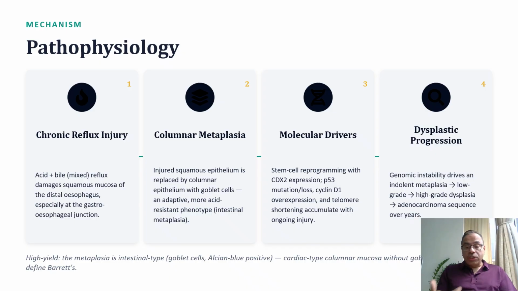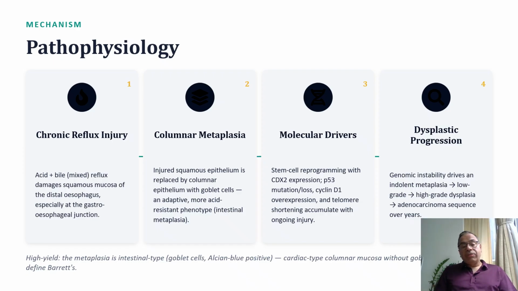Now, going into more detail about pathophysiology, there is chronic reflux injury because of gastroesophageal reflux disease of acid as well as bile. Generally, it is a mixed reflux. It damages the squamous mucosa of the distal esophagus, especially near the gastroesophageal junction. Over a period of time, as a protective mechanism, this injured squamous epithelium gets replaced by a columnar epithelium with goblet cells, which is nothing but an adaptive, more acid resistant phenotype, what is known as intestinal metaplasia.